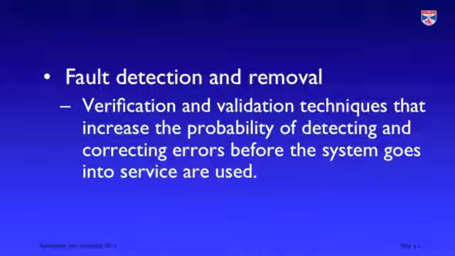So we may use, for example, formal methods as part of our process, which helps us avoid certain types of specification error. Fault detection and removal is where we use verification and validation techniques to discover faults and to remove these before the program is put into operational use. Obviously, program testing in general is part of fault detection, but we may also use more specialised techniques such as static analysis to discover errors in a program.